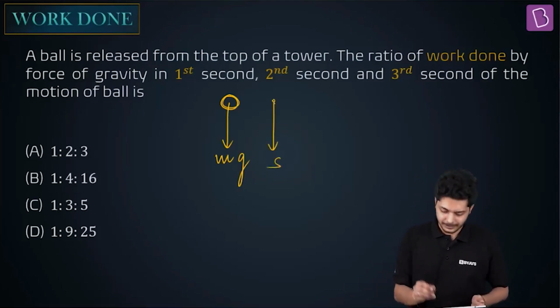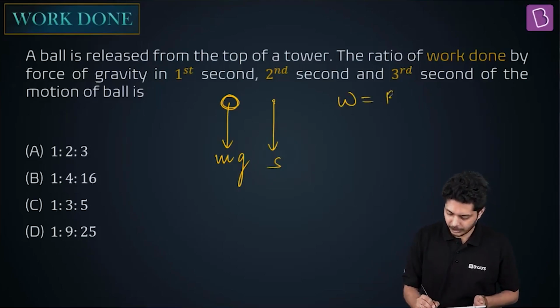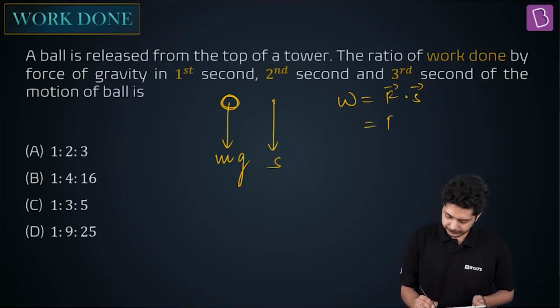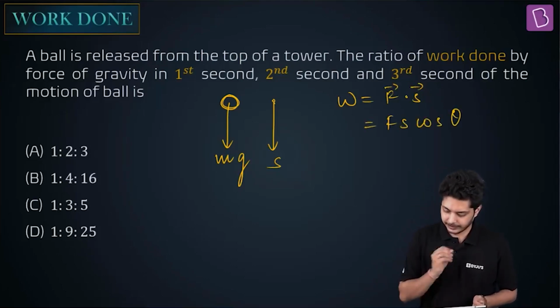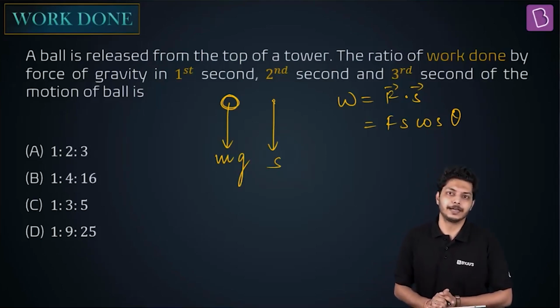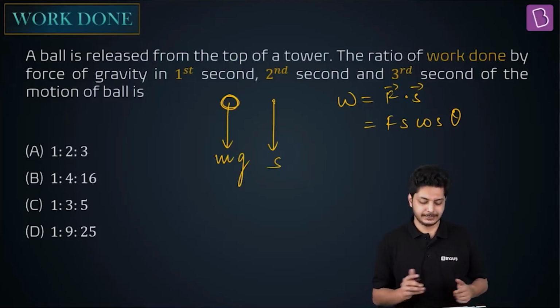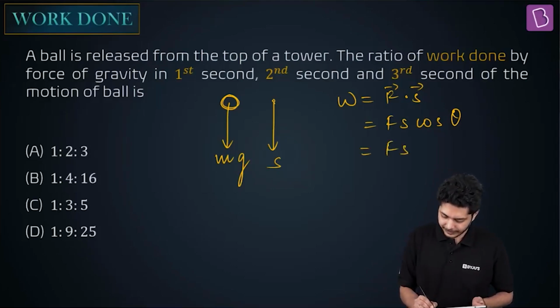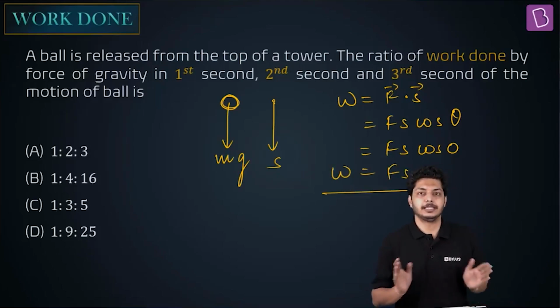Correct? Now we have the formula of work done as dot product of force and displacement. And if we expand it, this will be Fs cos theta, where theta is the angle between displacement and force vector. Correct? In this case, theta looks like to be 0 degree. Right? So let's place it. This will be Fs cos 0. And finally, work done is product of force and displacement.